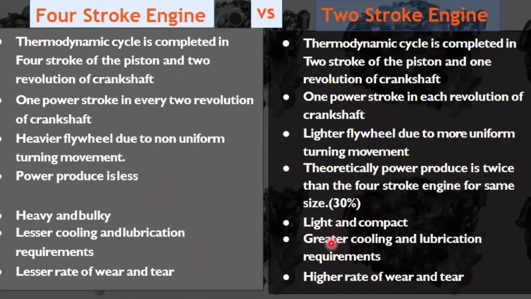So that's why we need to provide greater cooling and lubrication, and here there is a lesser rate of wear and tear. Why? Because there will be effective cooling and lubrication. And here there will be a higher rate of wear and tear. Why? Because the temperatures are going to increase enormously because of continuous power production. For every revolution there will be power. So the temperature and pressure are going to reach very high levels, so there will be a higher rate of wear and tear in this.